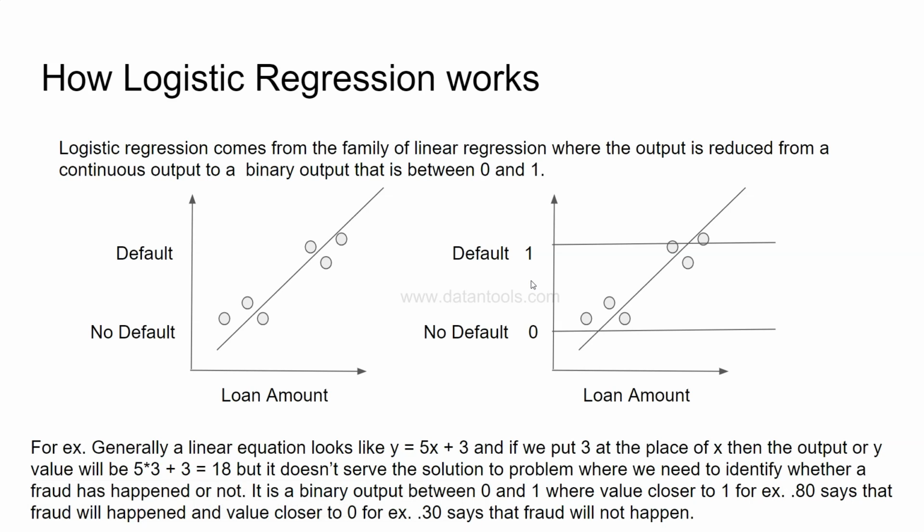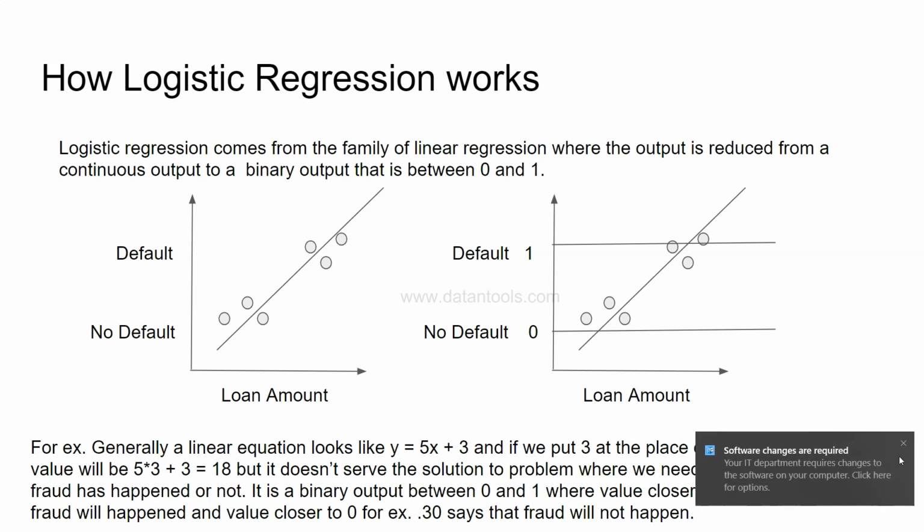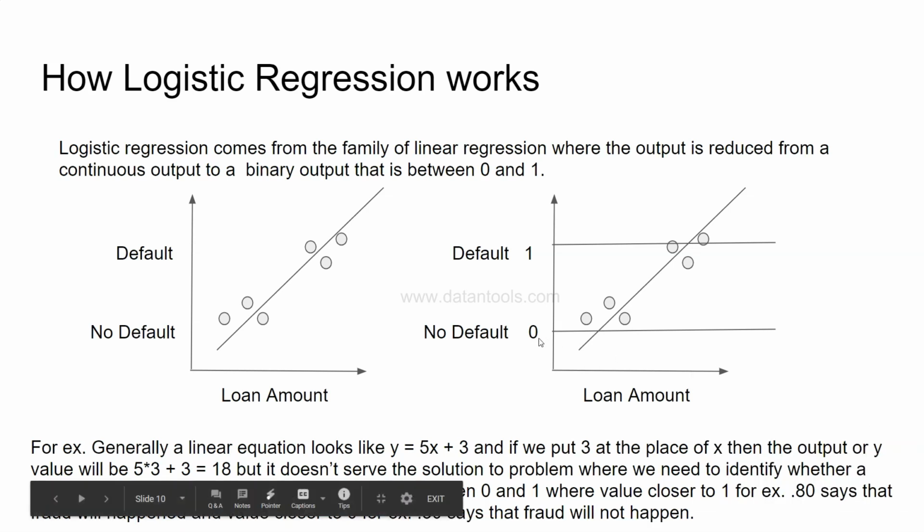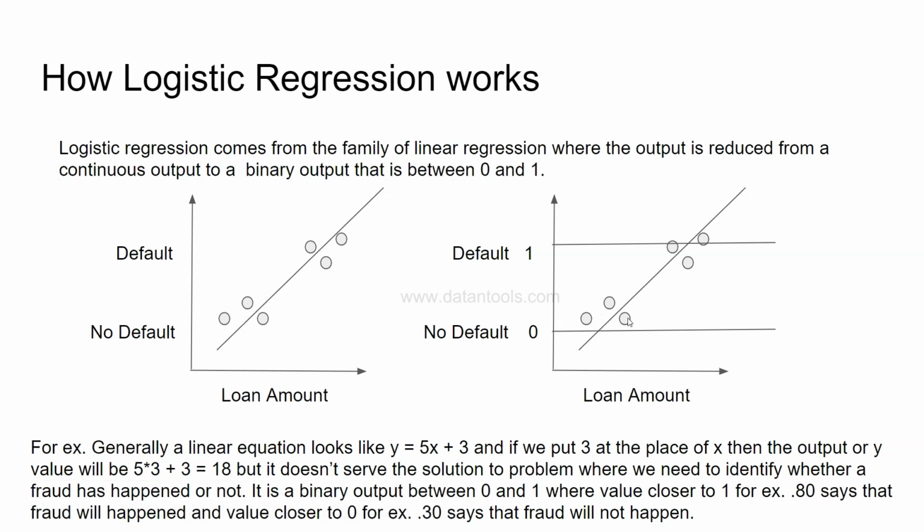Over here we get the output as 18, and as I mentioned, it does not serve the solution to the problem where we need to identify whether a fraud has happened or not. It is a binary output, 0 and 1, where a value closer to 1, for example 0.8 or 0.99, gives us the indication that the fraud will happen. Similarly, if the value is close to 0, let's say 0.3 or 0.2 or 0.1, it gives us an indication that the fraud will not happen.